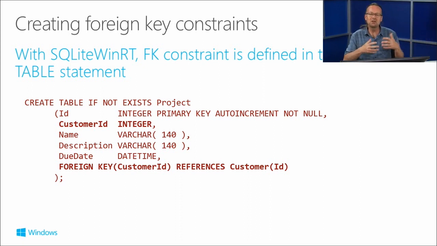So it allows you to do things like select star from project where customer ID is equal to 3 or whatever, and it will just bring back the corresponding records. And that relationship is defined by this foreign key constraint, which is that last bolded line on the screen where it says foreign key customer ID references customer ID.